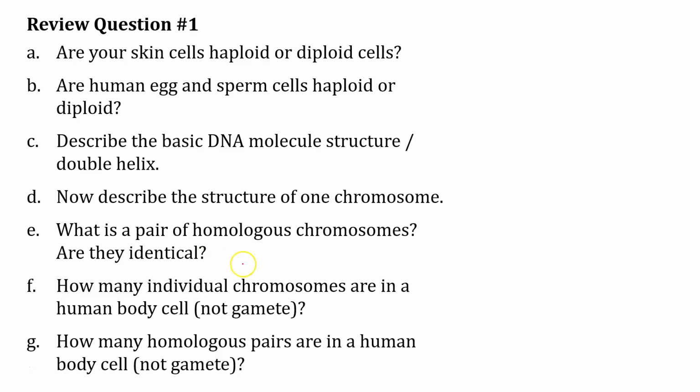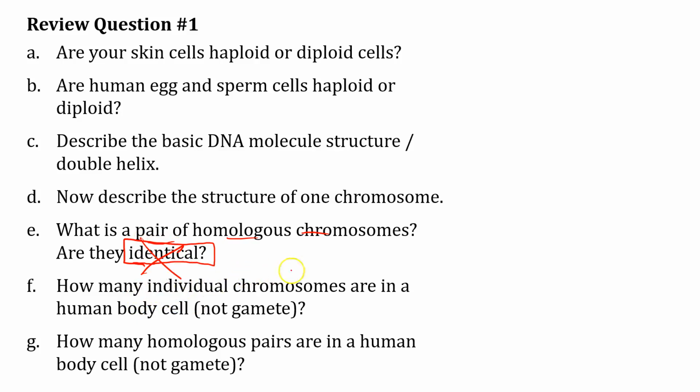What is a pair of homologous chromosomes, and are they identical? The answer here: a pair of homologous chromosomes refers to chromosomes that bear the same genes and have the same shape as one another, but they come from different parents. So one would come from mom, one would come from dad. Are they identical? Kind of. They bear the same genes, but because those genes are different versions, the DNA sequences are going to be different. So they are not technically identical.